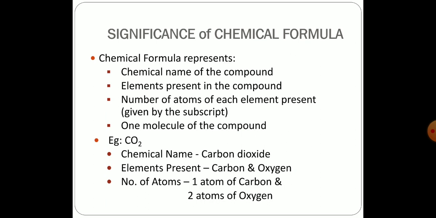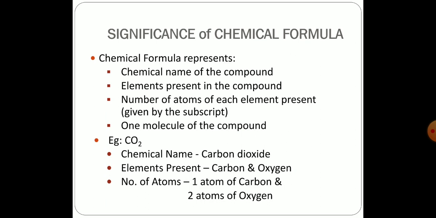involved, and it is for one molecule of the compound. It will be representing only one molecule. There can be many molecules, but we are talking only about one molecule of that particular compound. For example, we have carbon dioxide. What is the chemical name of the compound? Carbon dioxide. We can take it from the symbol itself, or from the chemical formula itself.